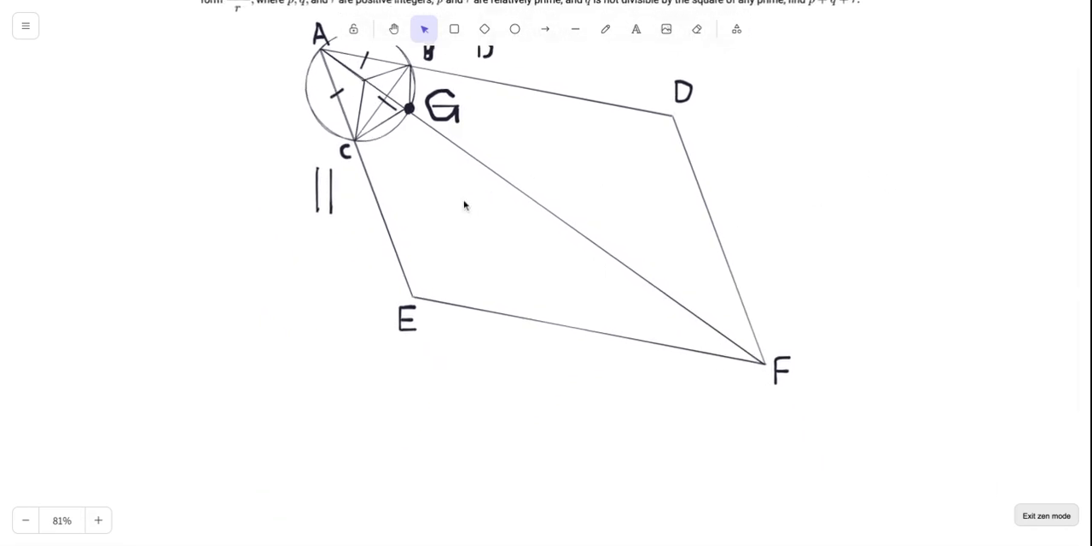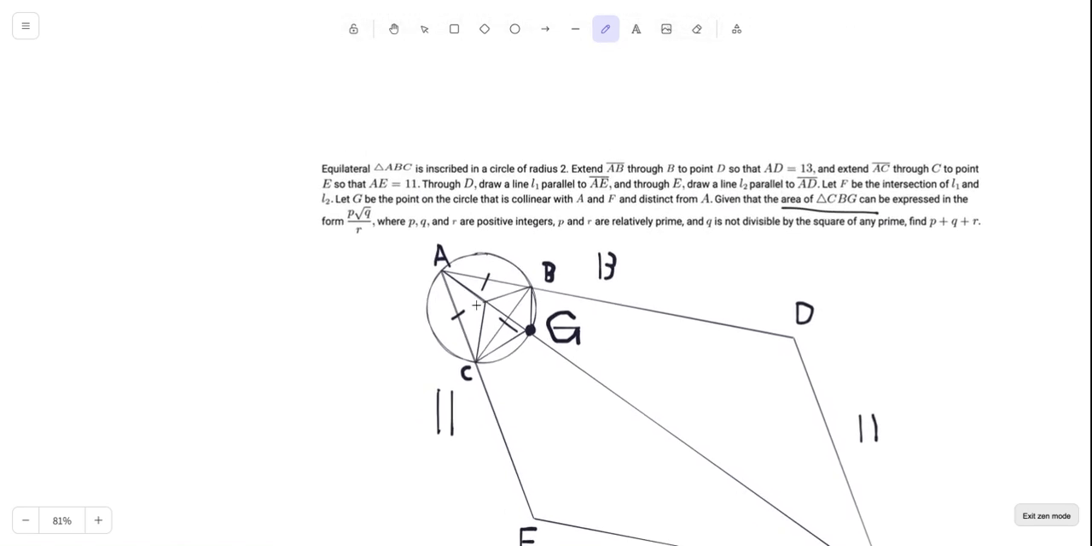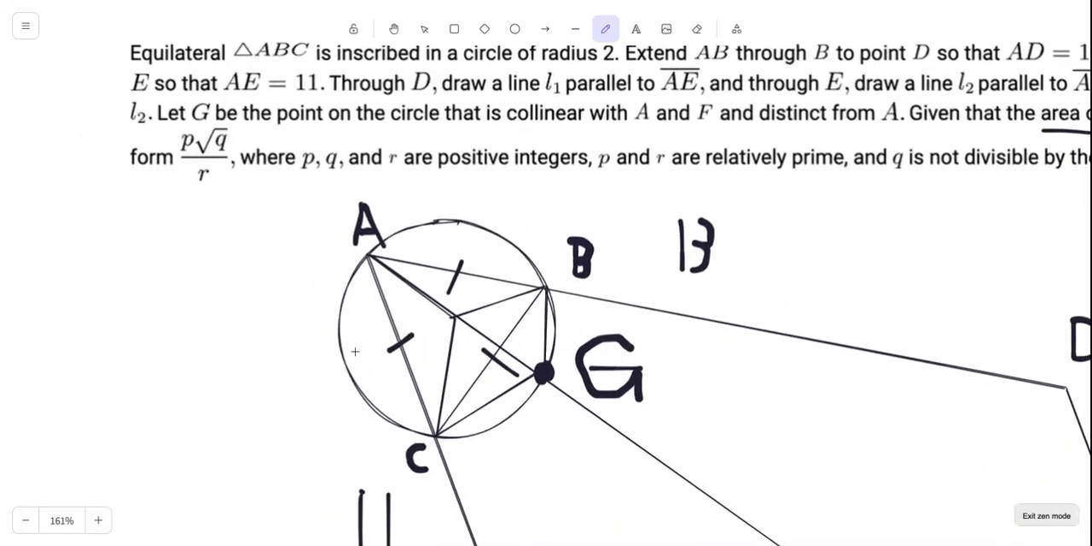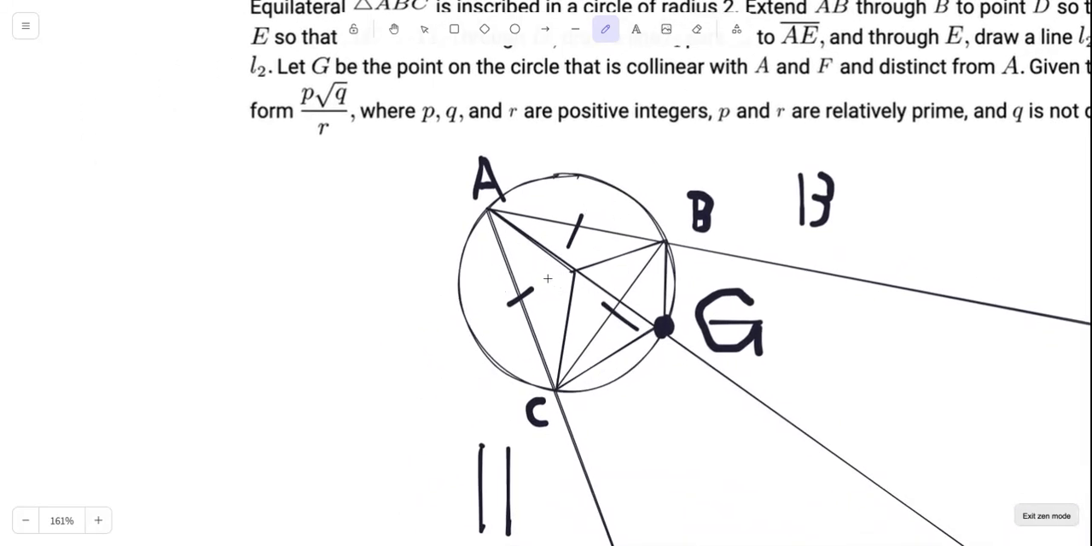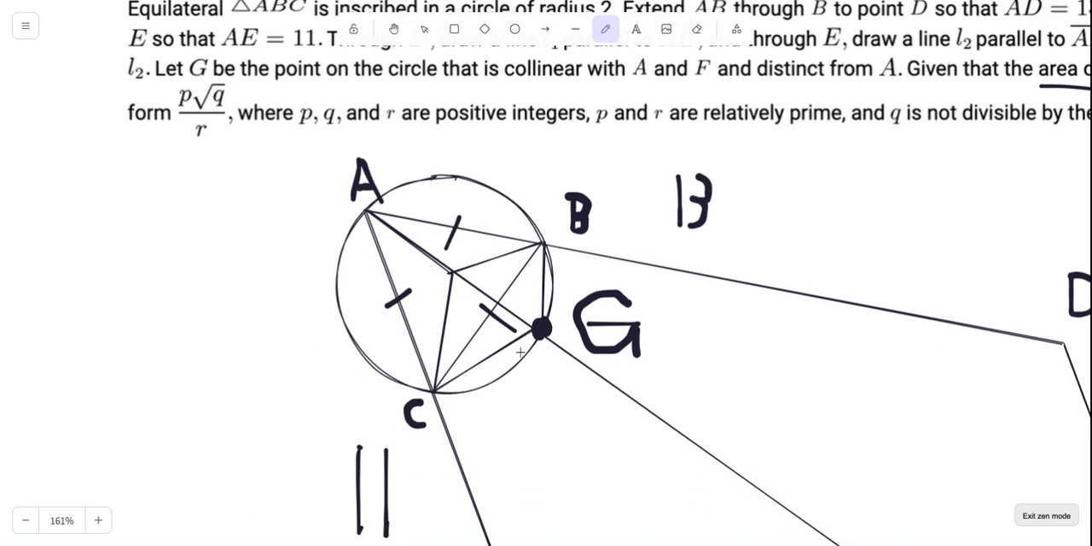Well, since it's a parallelogram, we have this side being 11 and this side also 13. And now let's look at the circle. We have the fact that the triangle ABC is equilateral and inscribed in the circle. Well, what if you look at the arcs? Arcs AB, BC, and AC are all 120 degrees, obviously, because their inscribed angles are 60 degrees.